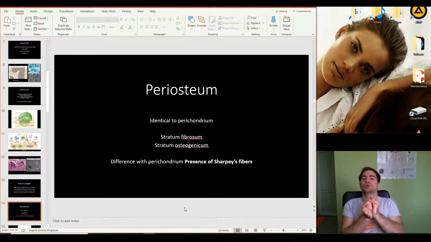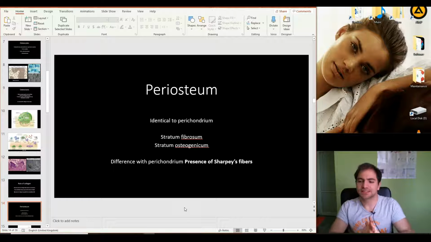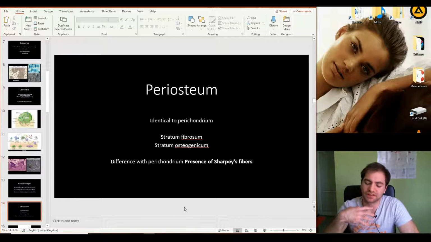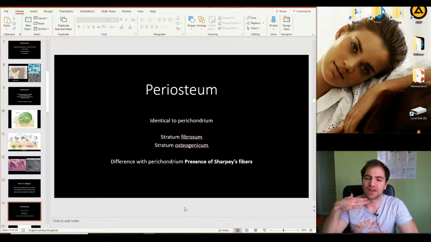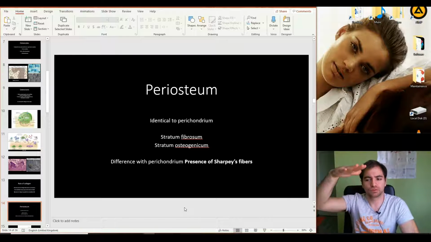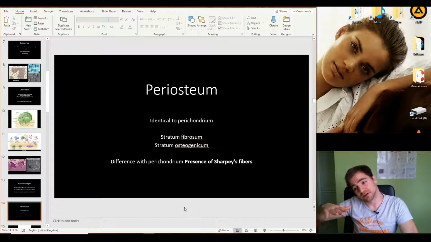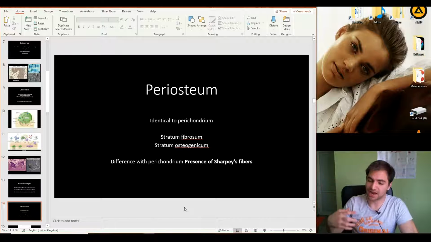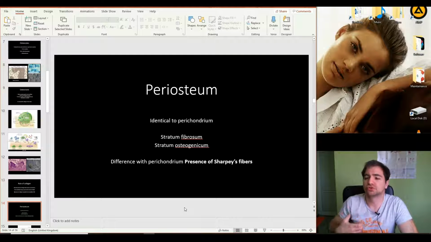So let's move on to the periosteum. We discussed last time in the cartilage lecture about the perichondrium. These two structures are practically identical. They both have two layers: the stratum fibrosum on top and, in the cartilage, the stratum chondrogenicum. Here we call it osteogenicum. Chondrogenicum means chondro, cartilage, and genicum, to produce. Here it's osteo because it produces bone, of course.